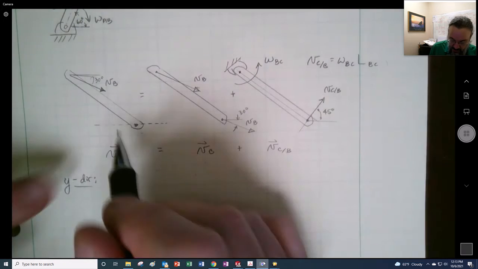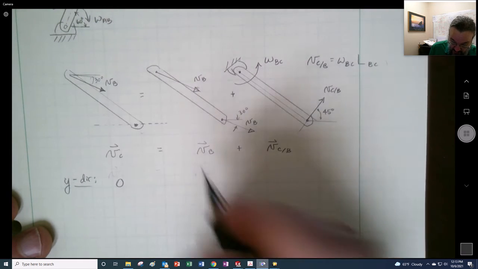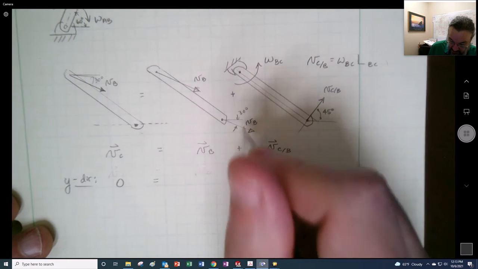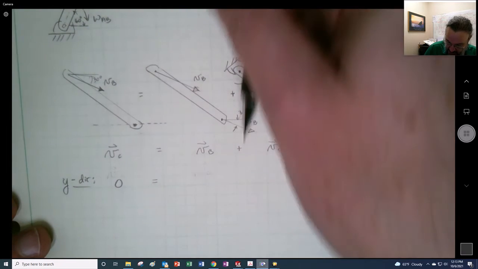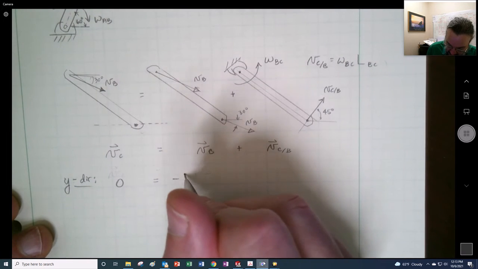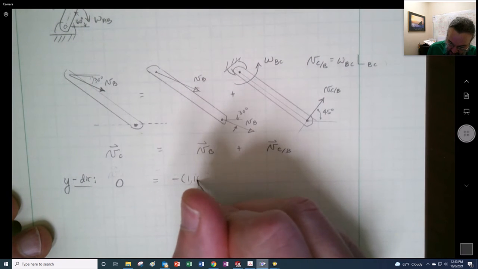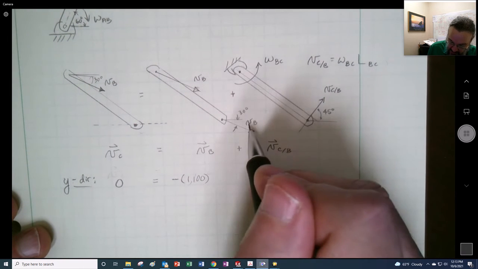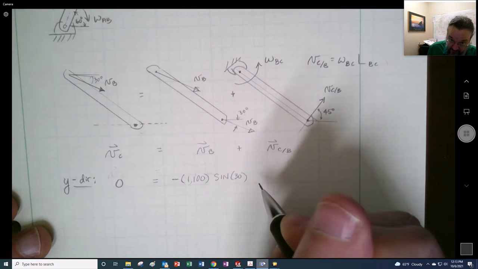Why do we start with the y direction? Because it's 0 right here. That's my strategy. It's going to be equal to, now it's negative right here, right? It's going to have a negative component, a negative VB, which we know is 1,100, but now it's going to be the sine of 30 degrees.